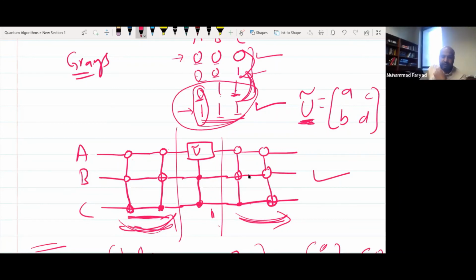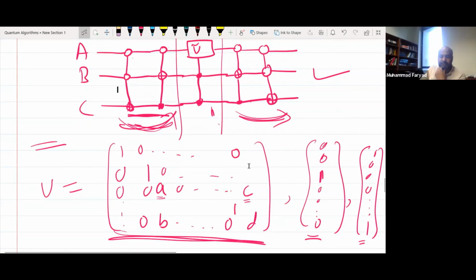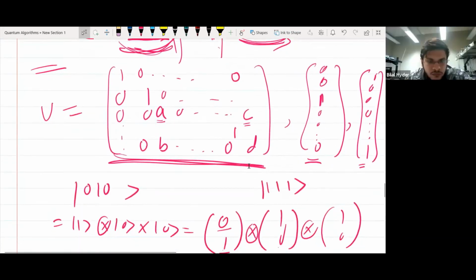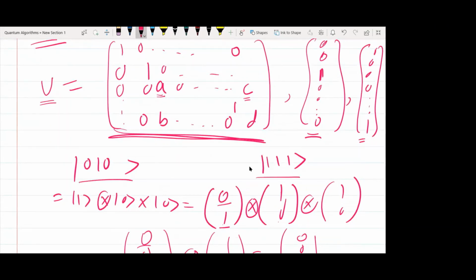So the next step is to show really that it actually does what we are saying that it does. So let me begin from this one. Okay, the second example is a bit simpler. So this U acts non-trivially only on, you know, these states.